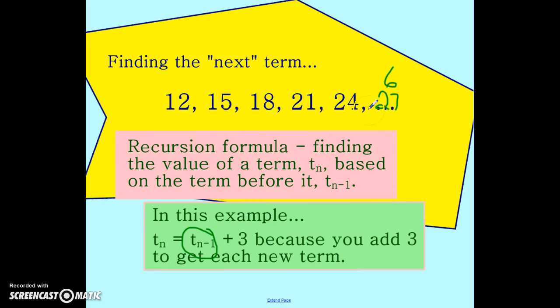So you don't really need this formula to find the next term, because if you're just adding 3 as you go along, you obviously just add 3 to find the next term. But you need to understand what this means, that this is the term I'm looking for. This Tn minus 1 means the previous term, the one before the one I'm looking for, plus 3.